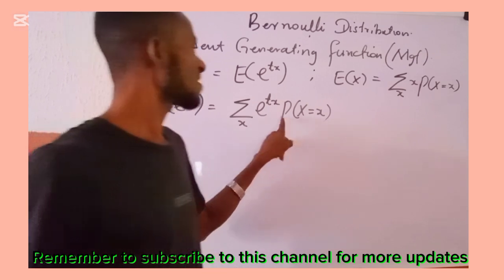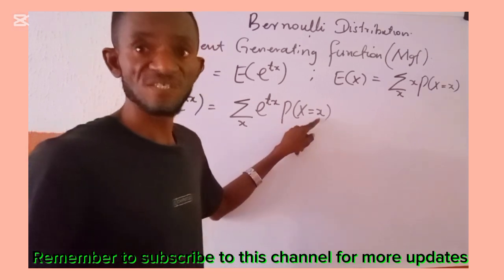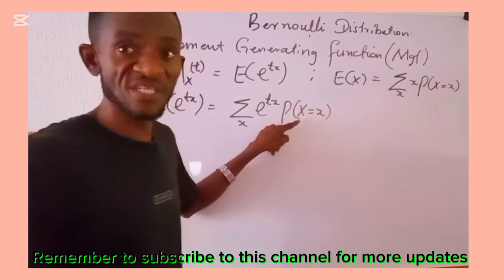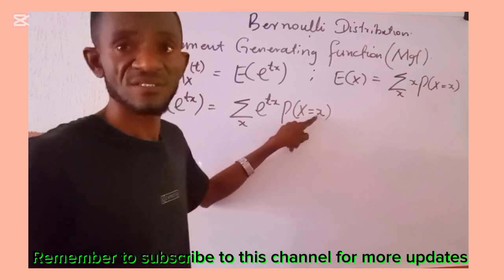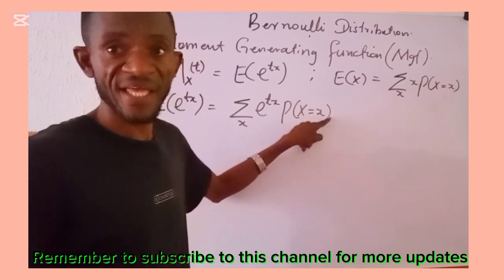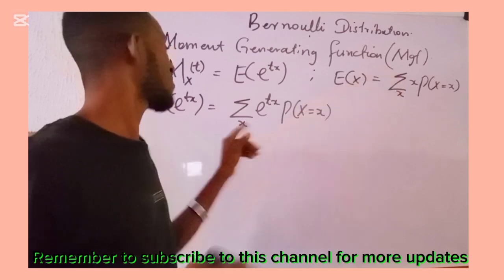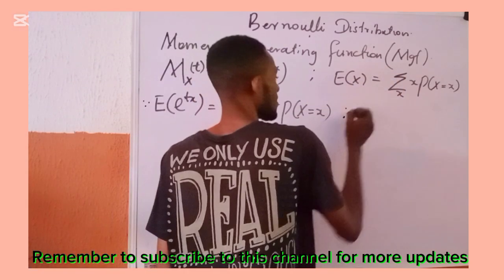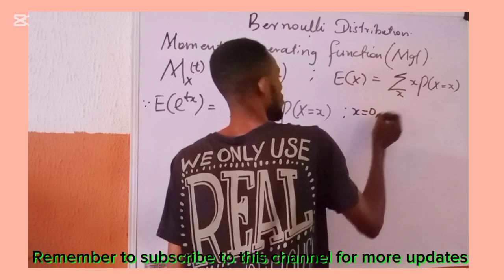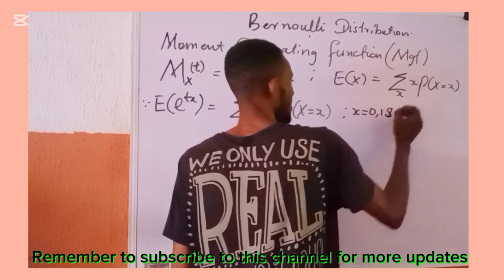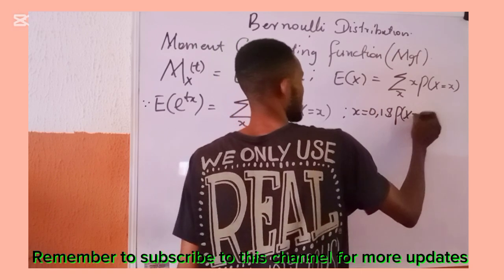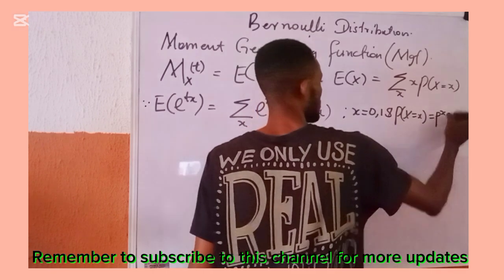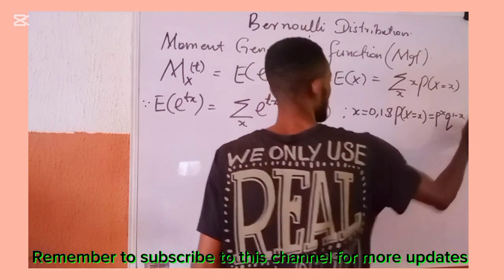But we are discussing the Bernoulli distribution. So we need to remember that for Bernoulli distribution, the possible values of this x are 0 and 1. And P of capital X being small x is given as p raised to power x, q raised to power 1 minus x. You remember that.